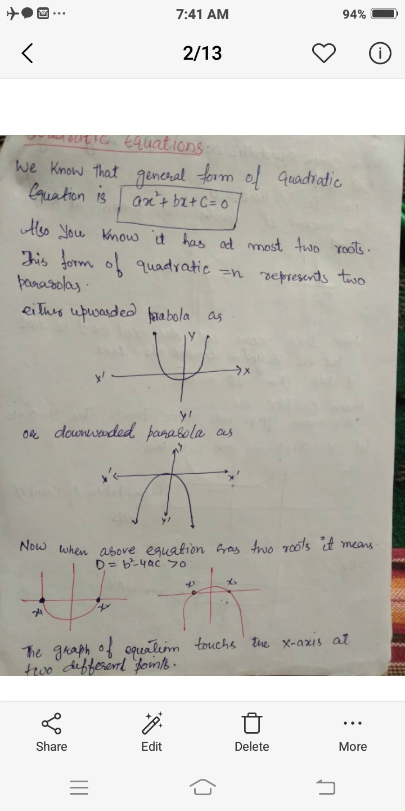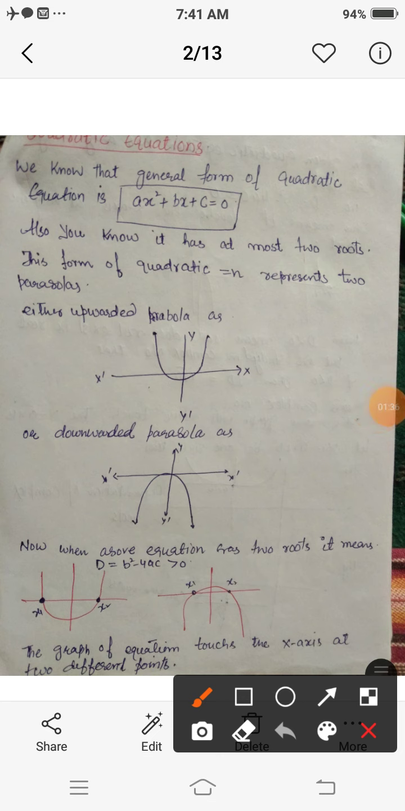You also know that the discriminant of this equation, ax square plus bx plus c, is denoted by D, and its value is b square minus 4ac. Now there are three conditions: either the discriminant is greater than 0, or the discriminant equals 0, or the discriminant is less than 0. In the first two cases, that is discriminant greater than 0 or equal to 0, the quadratic equation has one or two roots.